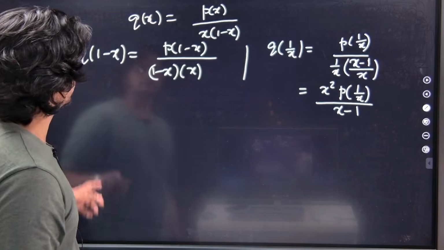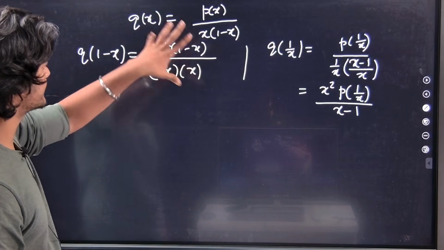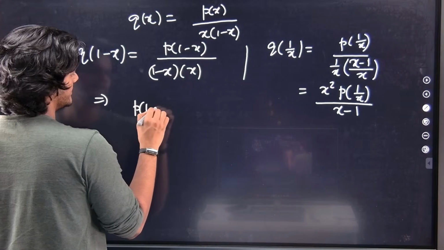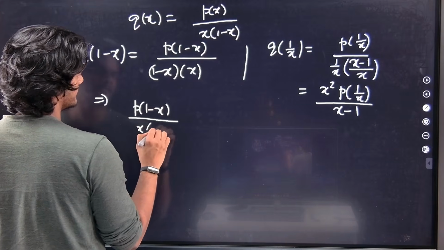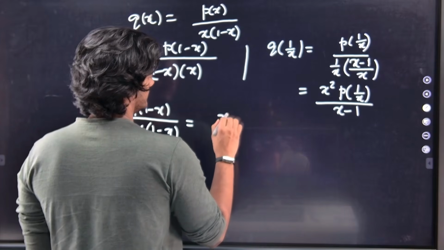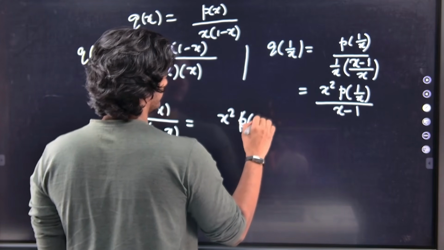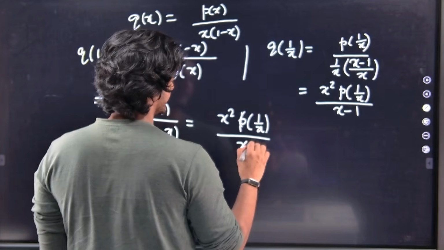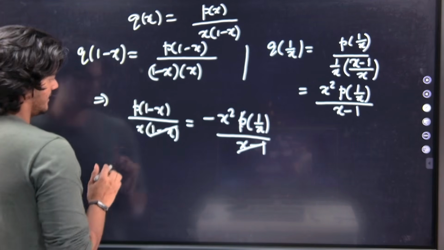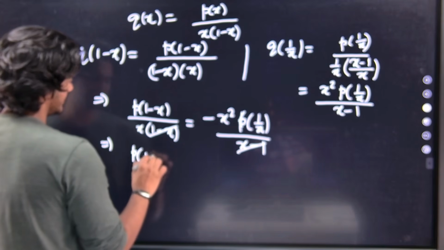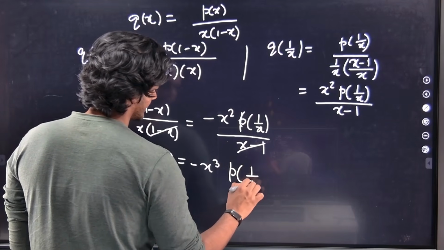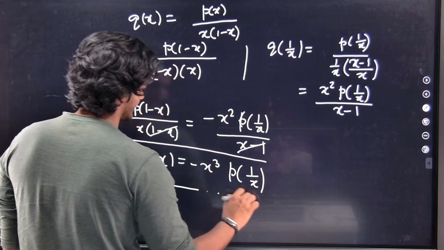So how do I relate these two? And these two are equal, right? So immediately I will have p of 1 minus x by x into 1 minus x is equal to x square p of 1 by x divided by x minus 1. So I can cancel out these two and I'll get a minus here. And this will imply that p of 1 minus x is equal to minus x cube into p of 1 by x. Amazing.